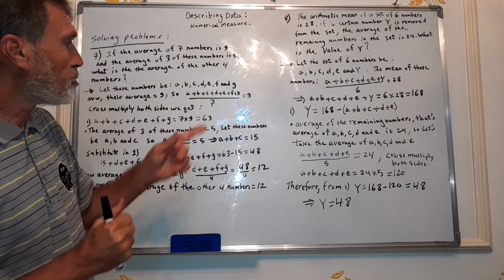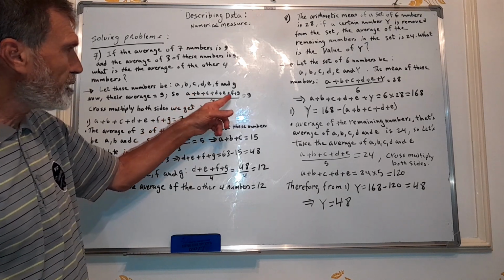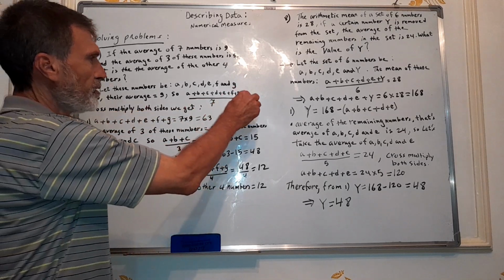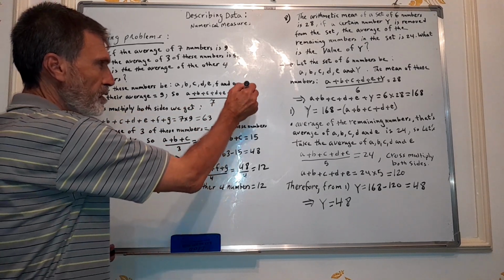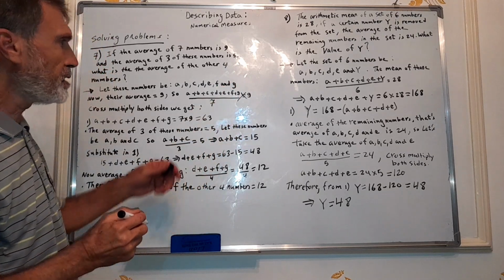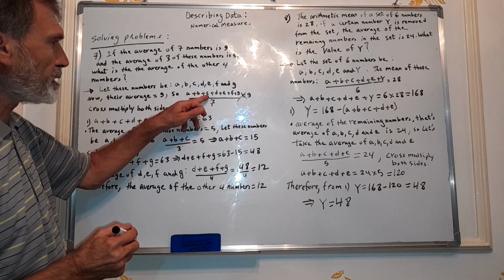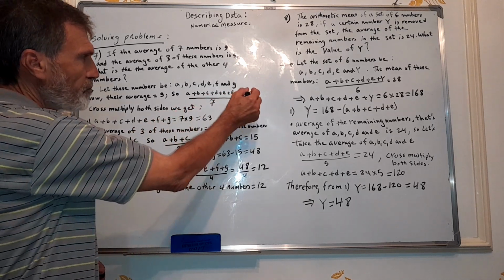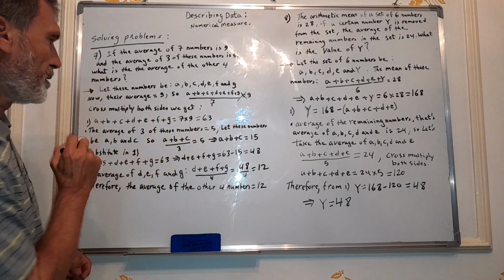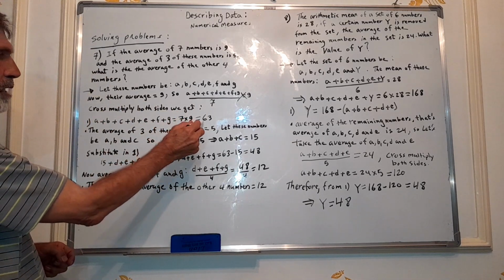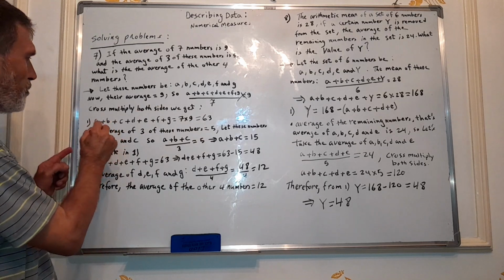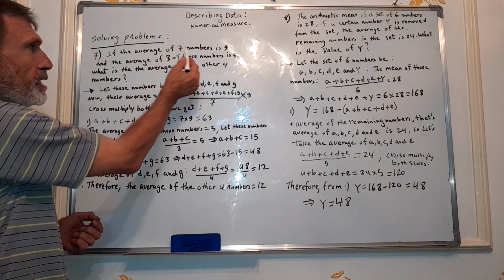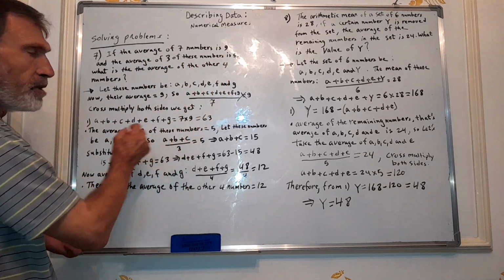Now, to find the value of these numbers, I cross multiply both sides. So we come up with A plus B plus C plus D plus E plus F plus G equals 7 times 9. We get 63. So the sum of these numbers is 63. Here it is saying that the average of these numbers is 9, and now I get the sum of these numbers.